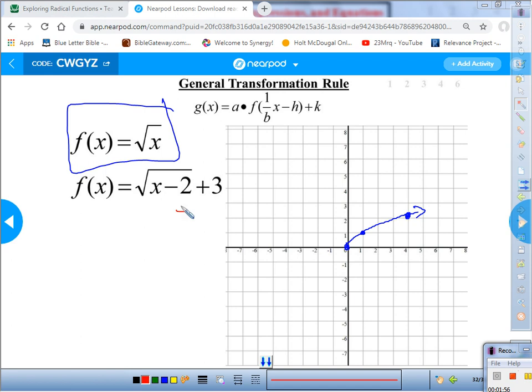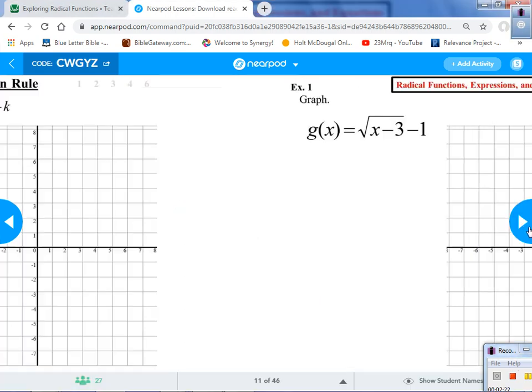And then I said, this has a transformation going on, and we said that it has a transformation of 2 to the right and 3 up. So this one would go 2 to the right, 3 up. This one, 2 to the right, 3 up. This one, 2 to the right, and 3 up. And my new function would be right there. You guys remember those? Yes?